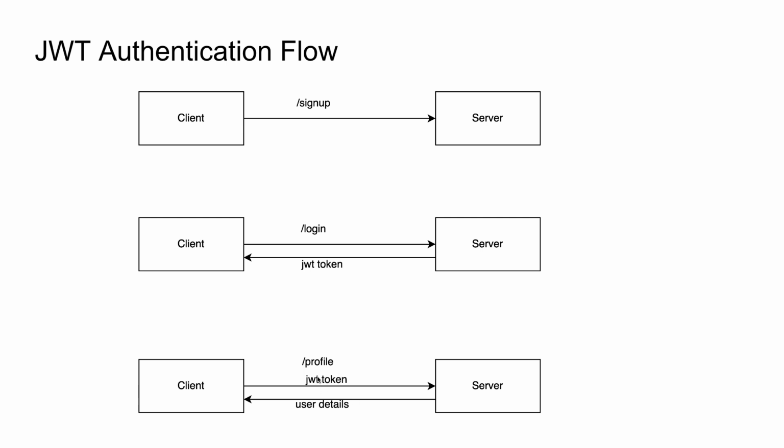It will send the JWT token in the header, and the server will verify the token. Did the token expire? Is it a valid token? If everything is valid, then the server sends the user details to the client.